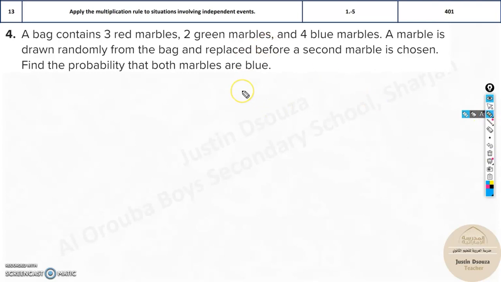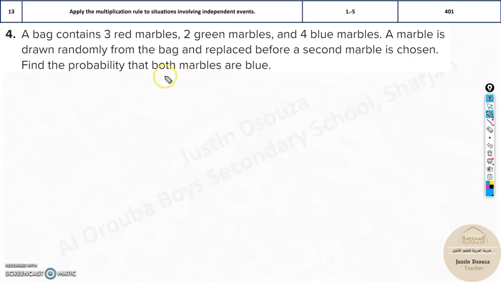Okay, we will do this one, the last one over here, because then they are all similar. Let's say this. A bag contains 3 red marbles, 2 green and 4 blue marbles. A marble is drawn randomly from the bag and replaced before a second. You see, this is very important. Replaced. Let's read the problem first. It is replaced before a second marble is chosen. Find the probability both are blue marbles.